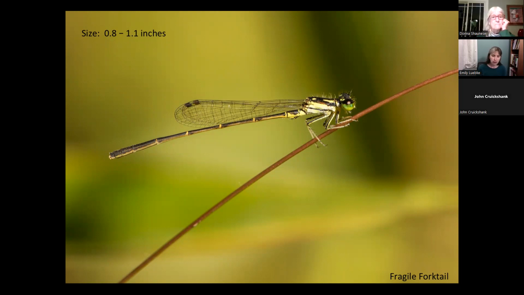So just to give you an idea, this fragile forktail here is between 0.8 and 1.1 inches typically. Okay, so it's a damselfly, it's very slight, it's very small. If you're looking at these, just this exclamation point, this broken stripe here, the long stripe with a dot there, that is your key thing for recognizing a fragile forktail. So if you're looking into that.